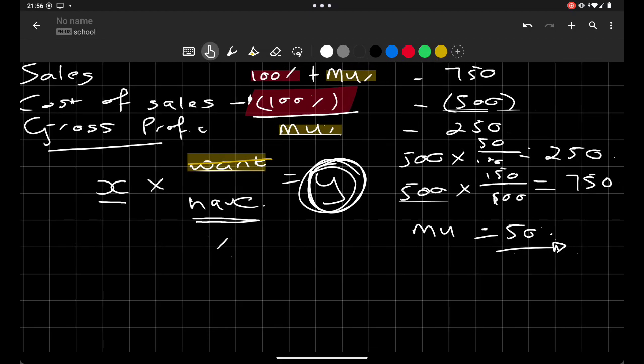I'm gonna use our sales to get our gross profit. So our sales is 750 multiplied by what we want. What do we want? Our gross profit, and we said that is 50%, divided by what do we have? We have our sales, which is 150%. Our answer there is 250.